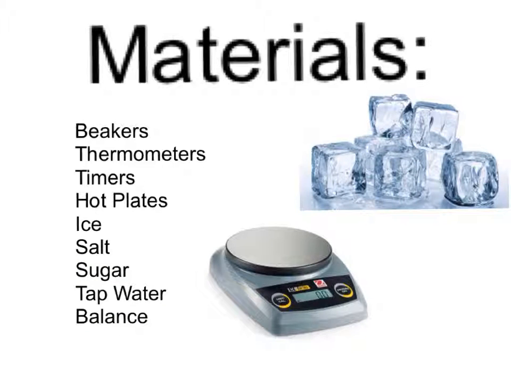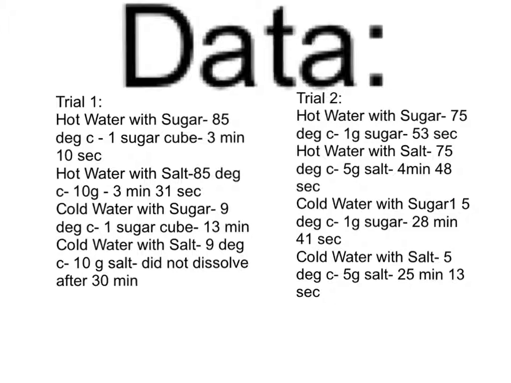The different types of materials we used consisted of beakers, thermometers, timers, hot plates, ice, salt, sugar, tap water, and a balance scale. For trial 1, our hot water was 85 degrees Celsius. With sugar, we used 1 sugar cube, and it took 3 minutes and 10 seconds to dissolve. With salt, and 10 grams of salt, it took 3 minutes and 31 seconds to dissolve.